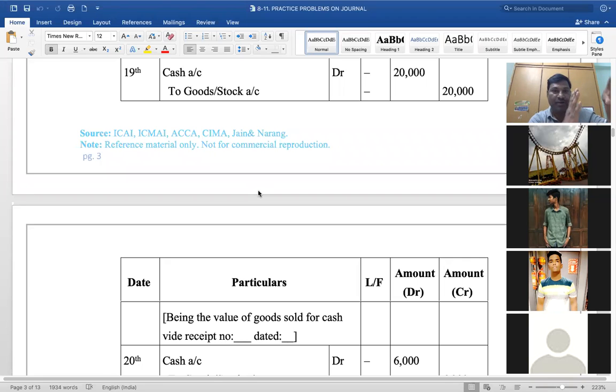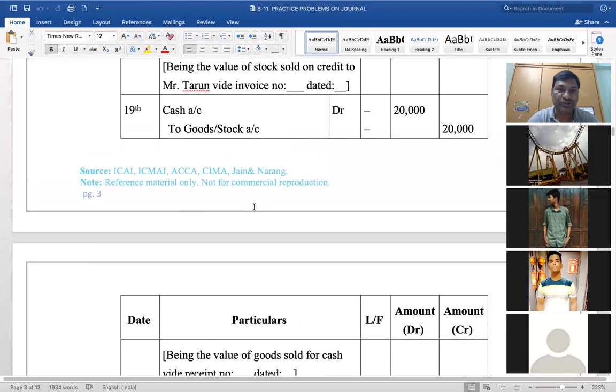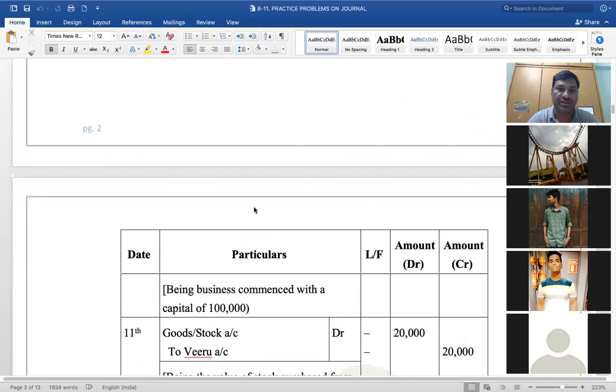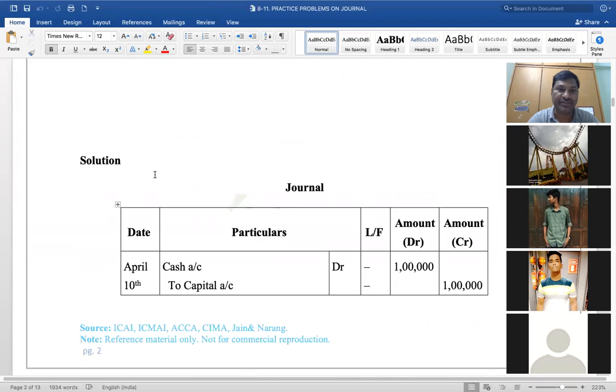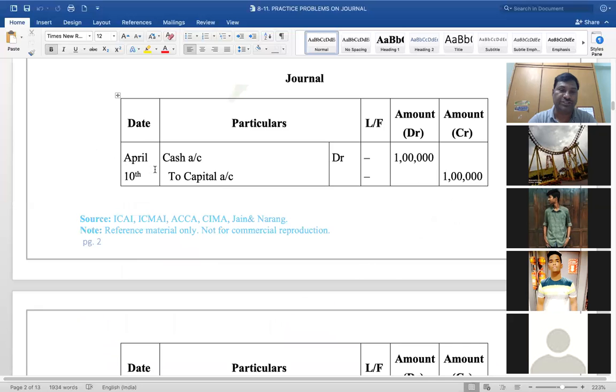Which account is to be debited, how it is to be debited, which account is to be credited, how it is to be credited, we have done it, and we have done it through a book called journal. This is what journal is, right? And what is there in journal? There's a date column, a particulars column, a ledger folio column, a debit amount column, and a credit amount column. And we have dropped everything in chronological order.